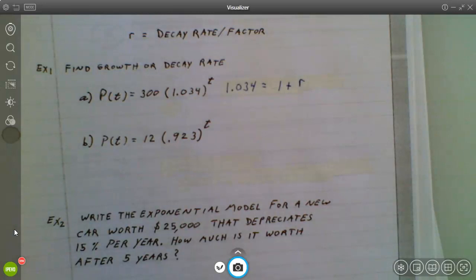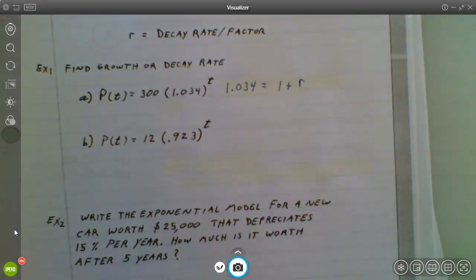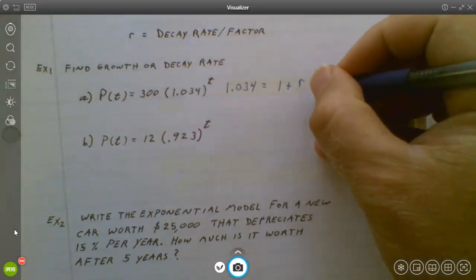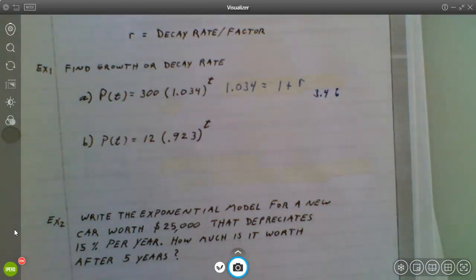So you can see in order to figure out the rate, all I really have to do from that is subtract 1 from both sides. So the 0.034 is going to represent our growth rate. We could keep that as a decimal, or you could write that as 3.4%. That is going to be our growth rate.